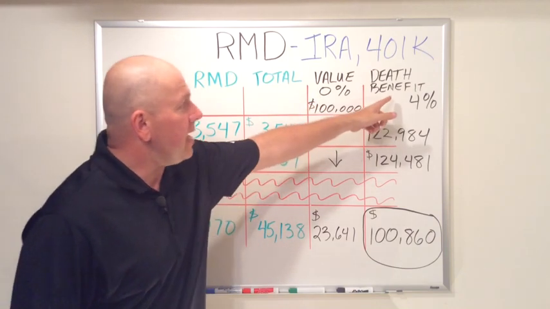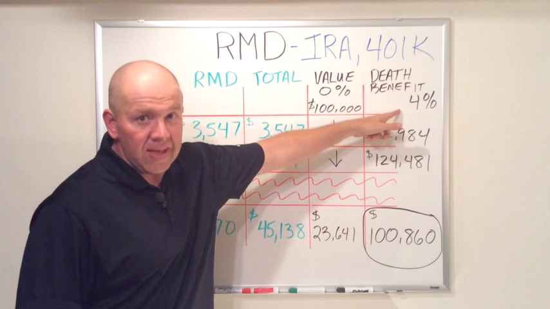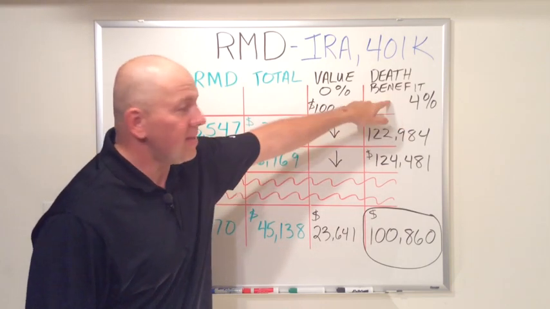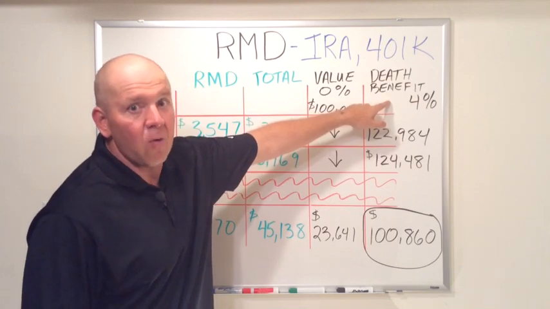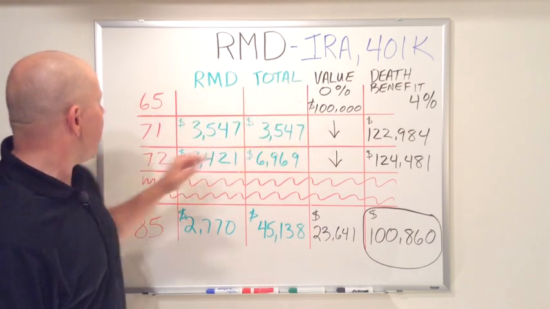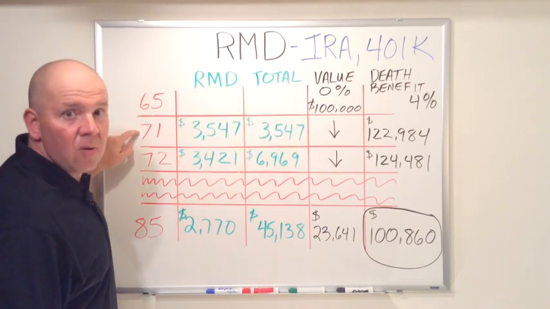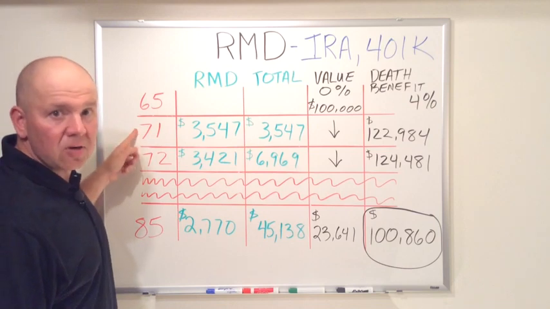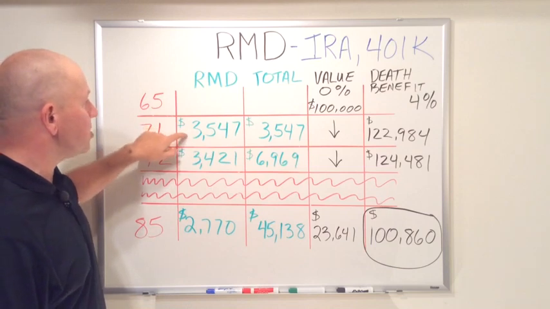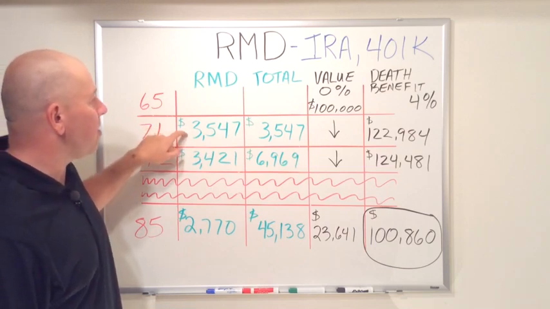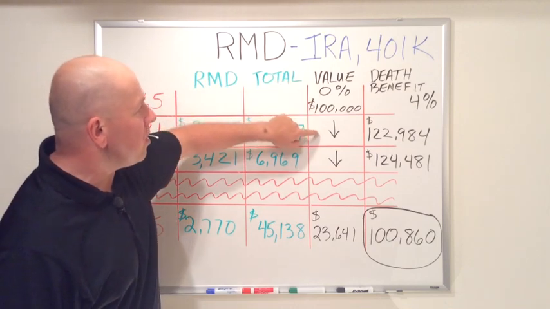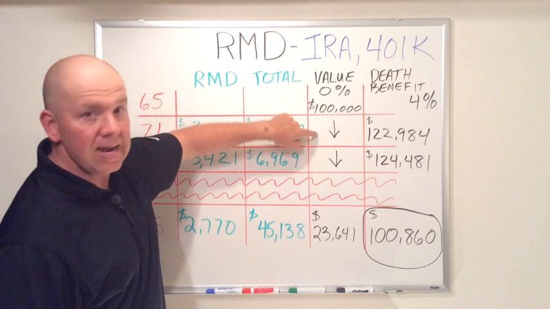But what it has, its death benefit grows at 4%, and that's a contractual guarantee. So we're assuming 0 on the growth account, but the death benefit is guaranteed to grow at 4%, and you'll see how that works. So we get 0 growth on the account. Now the gentleman is 71 years old and he has to take out his first required distribution. Based on the account values, his first required distribution would be $3,547, and that would reduce the value of his account because he's not earning any interest.